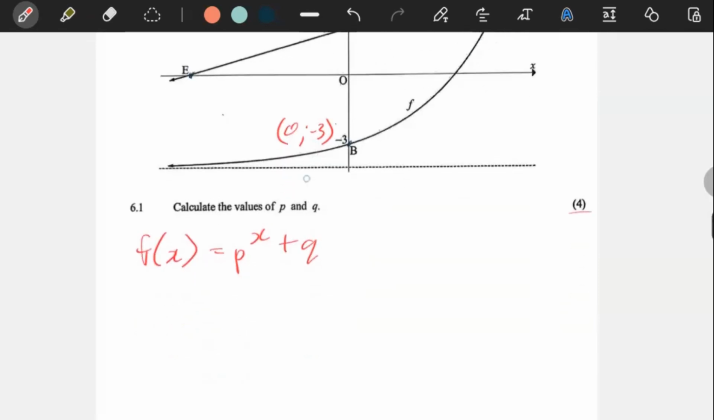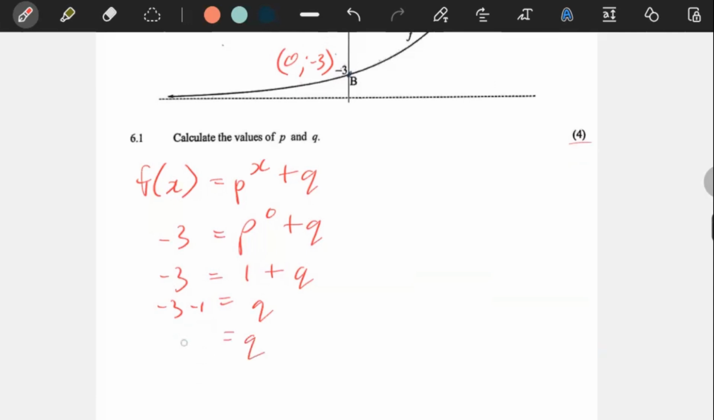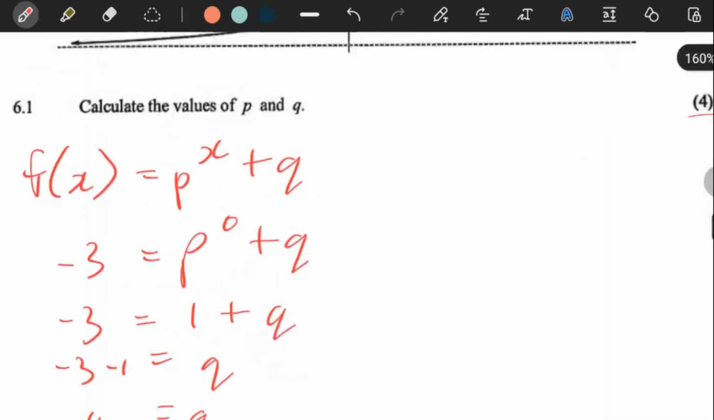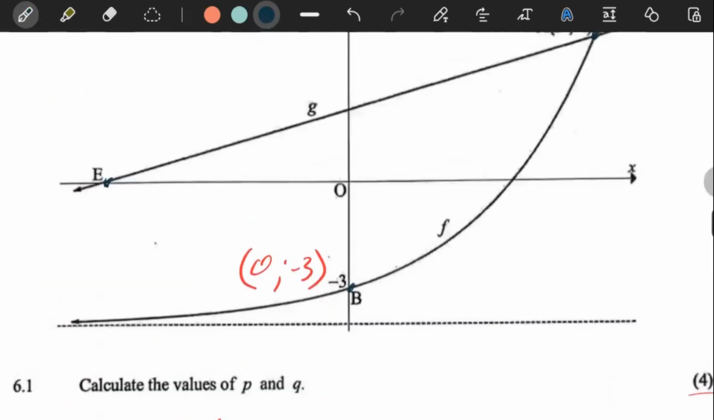If you put -3 where y is, then you put x as 0, you automatically get q, because this is just 1 plus q. -3 minus 1, q is -4. Straightforward, no issues there. And then for p, we can just use this coordinate.